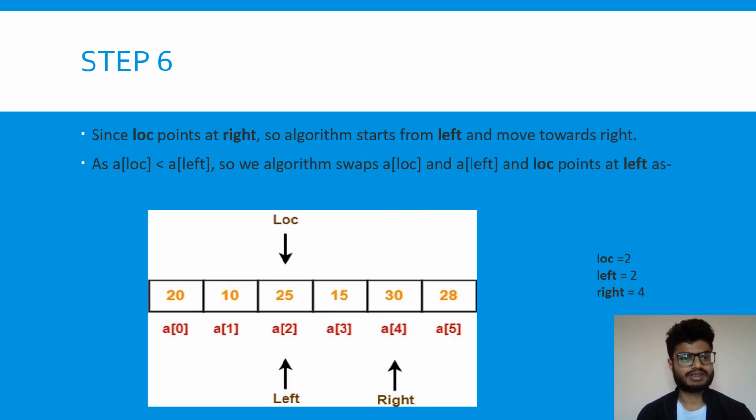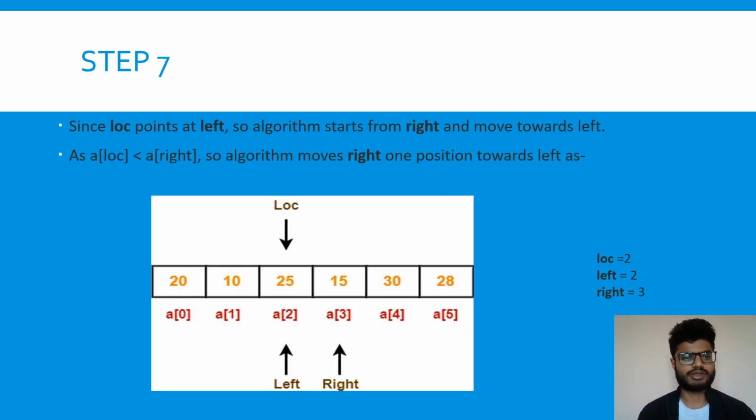Again, the changes occurred here since A of location is less than A of left. Because of that, the swapping operation has taken place. So 30 was at A of 2, but it shifted to A of 4. The swapping operation has taken place. So that's it, and we will update the values here: location will become 2, left will be 2, and right. So again, the same thing will happen.